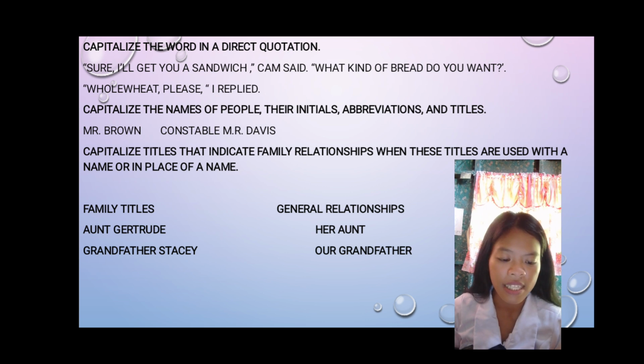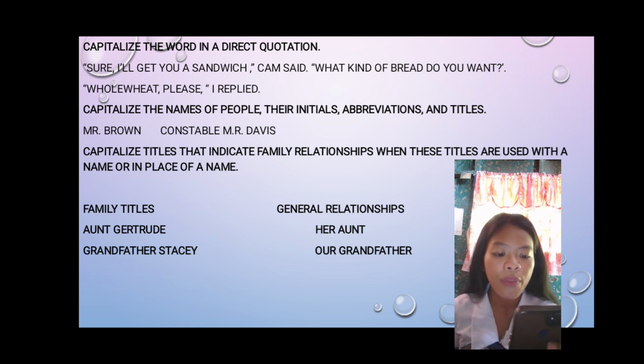Capitalize titles that indicate family relationships when these titles are used with a name or in place of a name. Family titles: Aunt Gertrude, Grandfather Stacy. General relationships: her aunt and our grandfather.